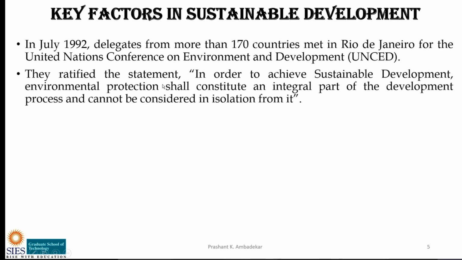They made a statement, and what was the statement? In order to achieve sustainable development. Since they all met, they all agreed that there is a need for achieving sustainable development, and they came to the conclusion that in order to achieve sustainable development, environmental protection shall constitute an integral part of the development process and cannot be considered in isolation from it.